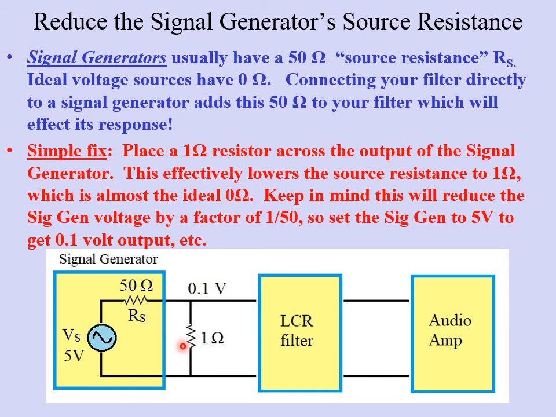This will create a voltage divider, which will give you a low voltage, which is good so you don't clip your signal. It produces basically a 1 ohm source resistance here, so your filter basically sees something more like a perfect voltage source. Now, if you're using the Analog Discovery kits, they have a very low source resistance, so you don't really have to worry about this trick. You can just connect it directly to your filter.